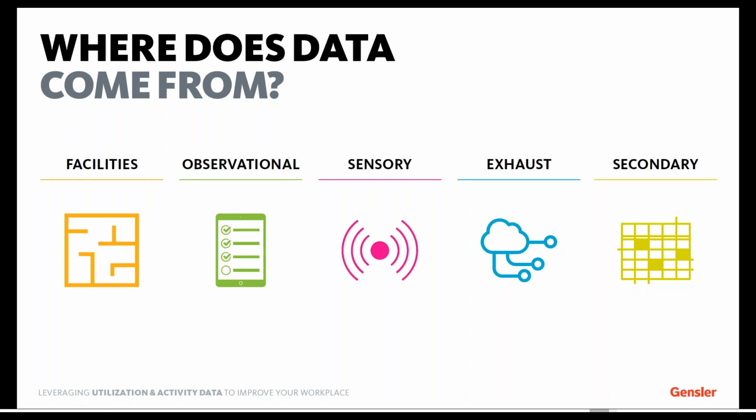So this can be information related to headcount, like departmental role. It can be floor plans or CAFM data. It could be space assignments, or maybe real estate data such as CapEx or OpEx, conditions assessment, things like that. Then you have observational data.